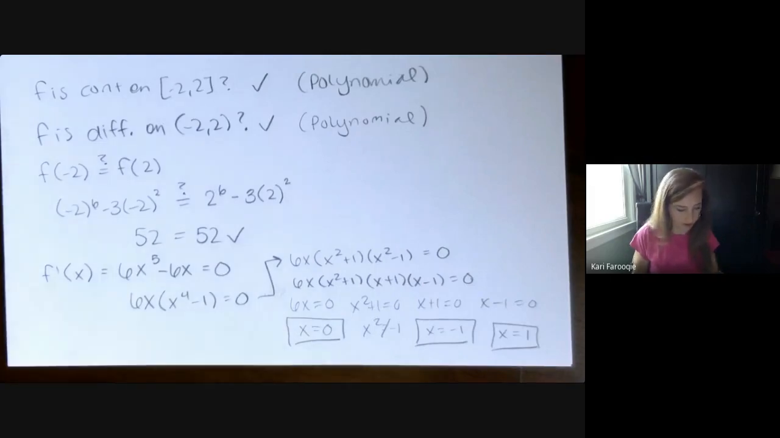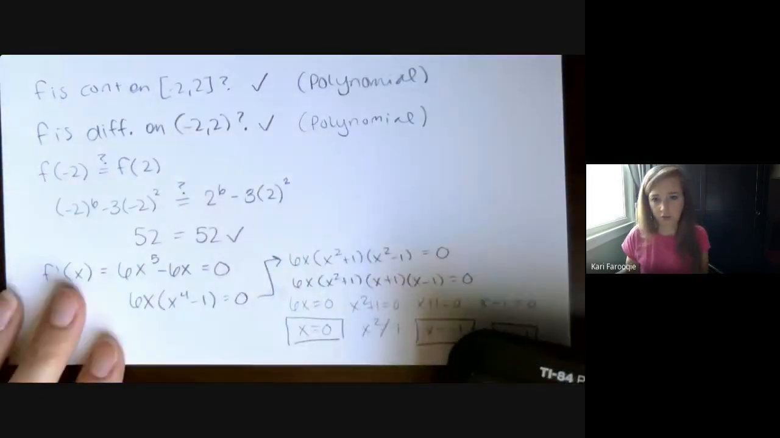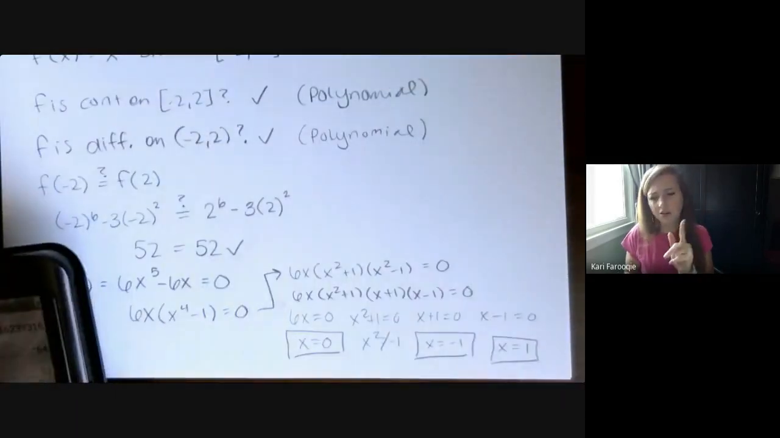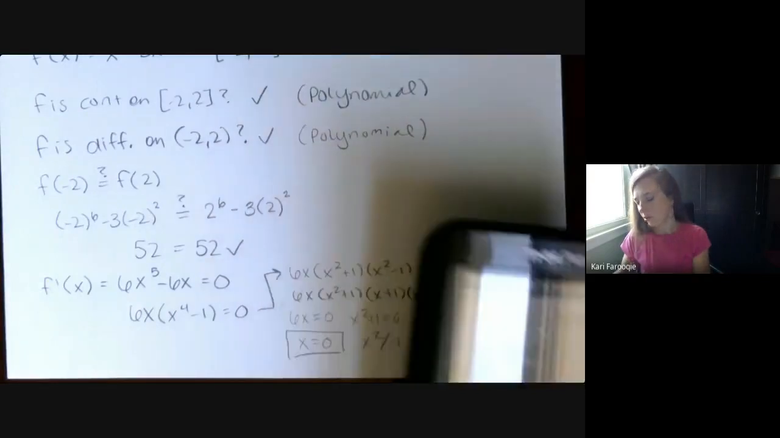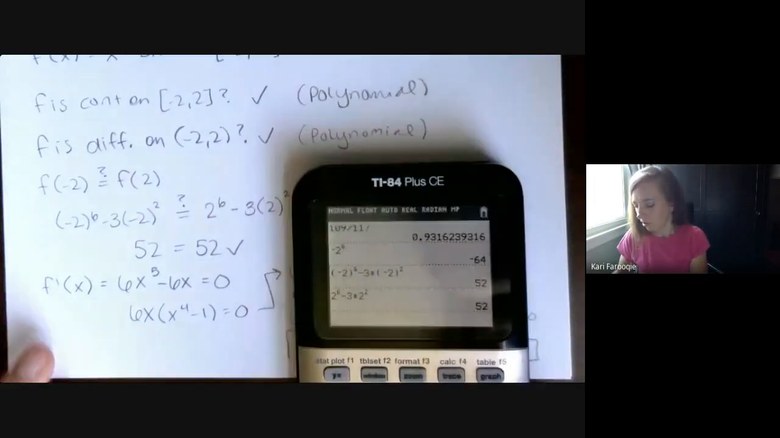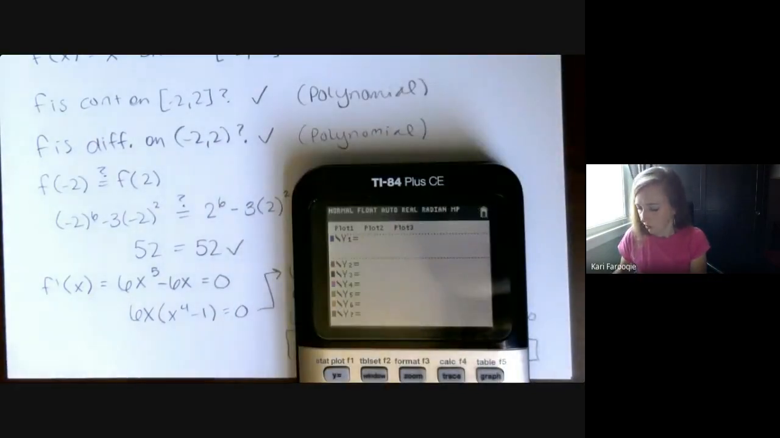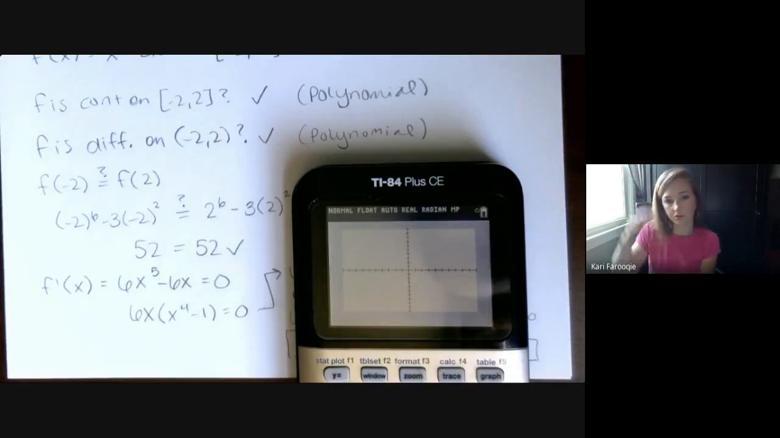So, I have a little graph here in my notes, and I just want to check because I kind of want to point something out if I see it on this graph. If you graph this function, x to the 6th minus 3x squared, I'm going to use zoom standard. See what we get. No.